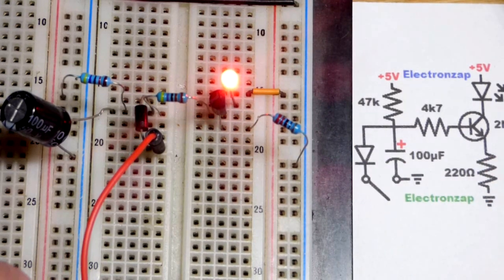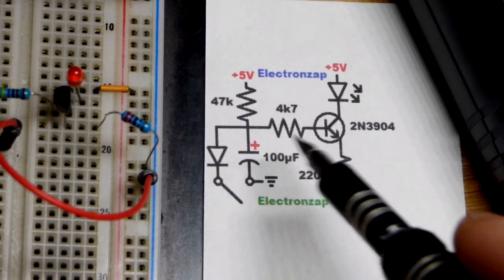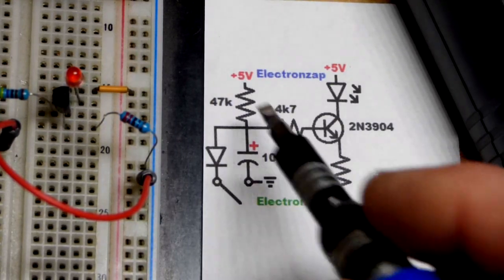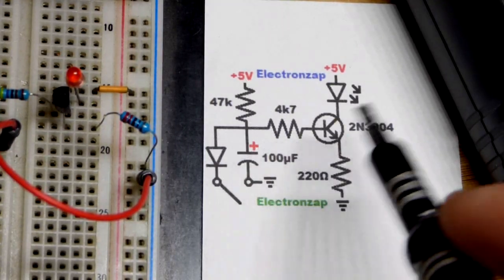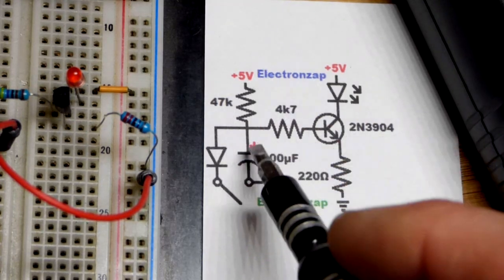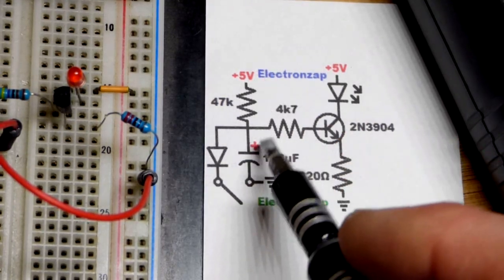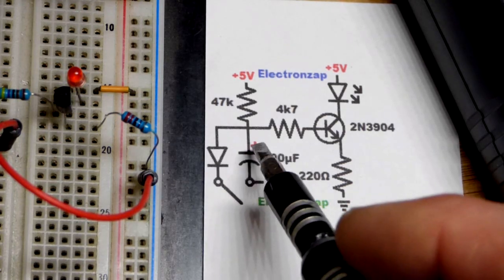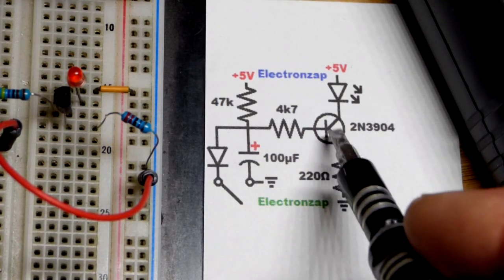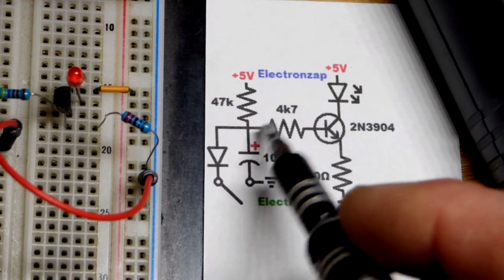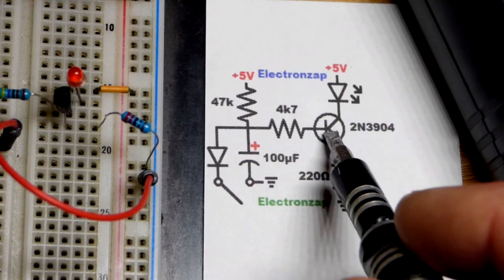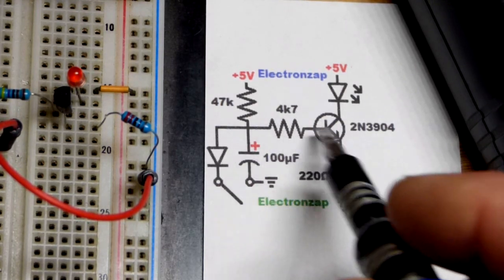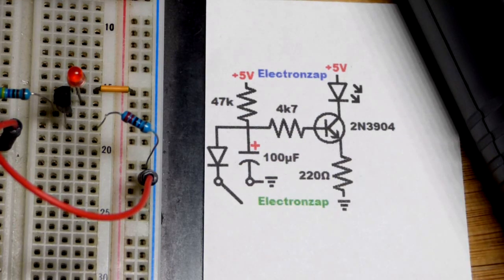So hopefully that makes sense. Now you don't have to use these exact values by any means. You'll just get slightly different results with slightly different values. But in this case, we've got a 47,000 ohm resistor to charge the capacitor when the switch is open and it's not draining through the diode. To transfer current over there, we don't want too much current to go, so I just used a 4,700 ohm resistor right there. So current can trickle through, but not too much.